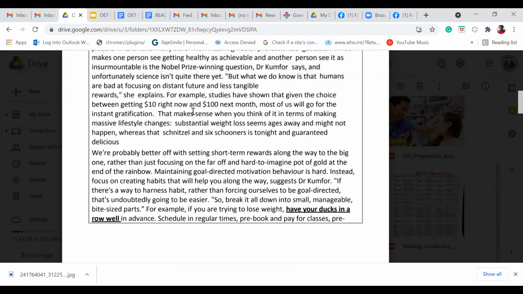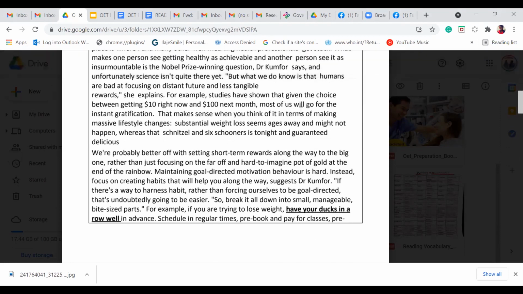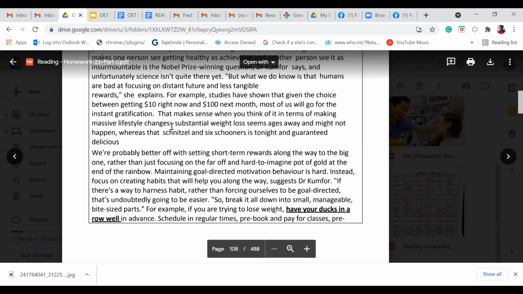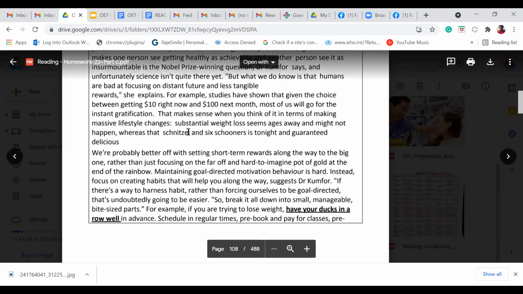If you find any other place in the text that talks about study, then that's what drives you to where to go. The keyword from the question. So studies have shown that given the choice between getting $10 right now and next month, most of us will go for the instant gratification. That makes sense when you think of it in terms of making massive lifestyle changes. Maybe that seems ages away and might not happen.